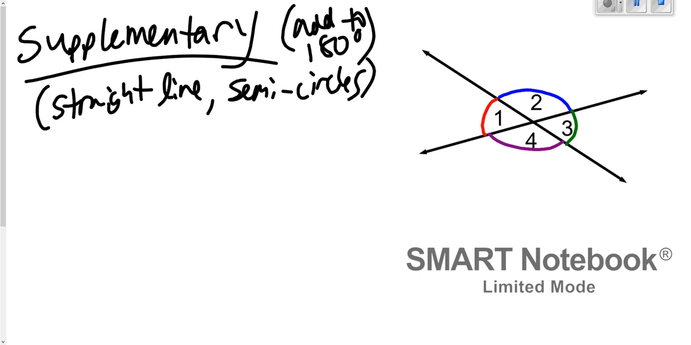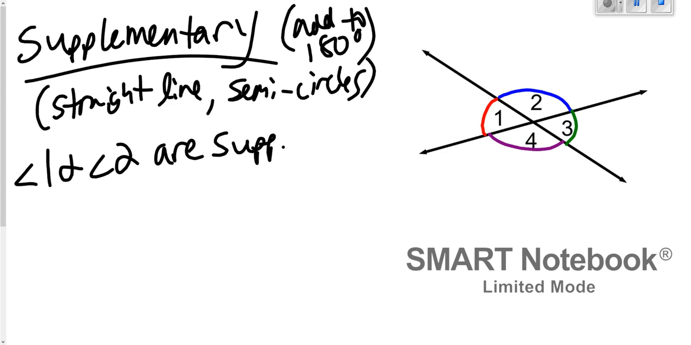The first one I see is angle 1 and 2. Let me switch to a highlighter. I'm going to highlight it for you. Angle 1 goes from there to there. Angle 2 goes from there to there. Is it a full semicircle? Well, let me check. That's a straight line. So yes, angle 1 and angle 2 are supplementary. Now that's important because if I needed to write an equation, I can write that angle 1 plus angle 2 equals 180 degrees.